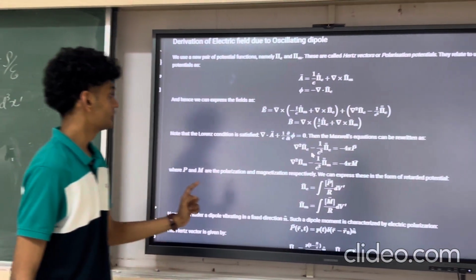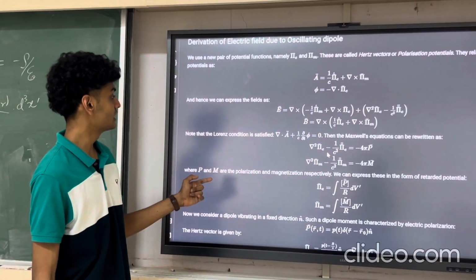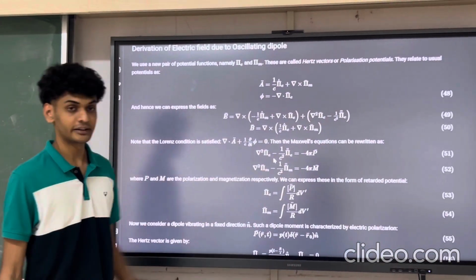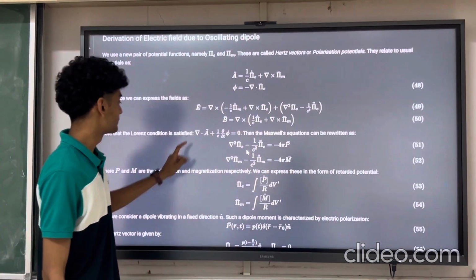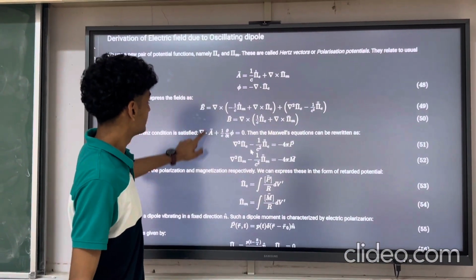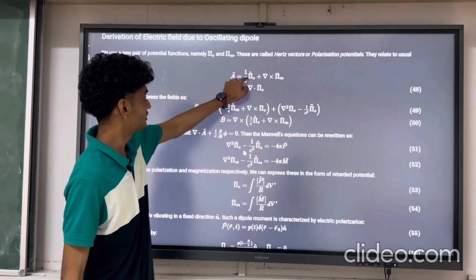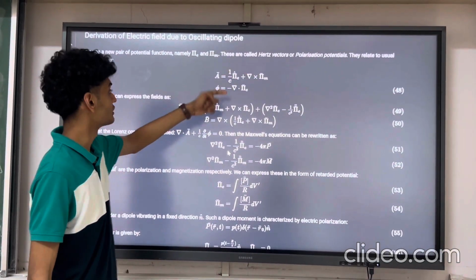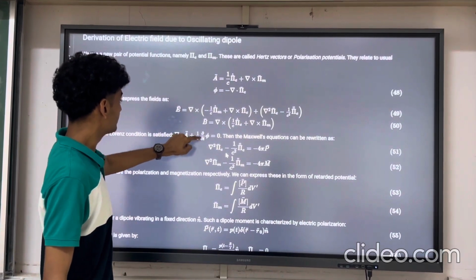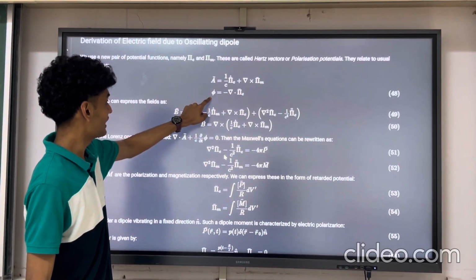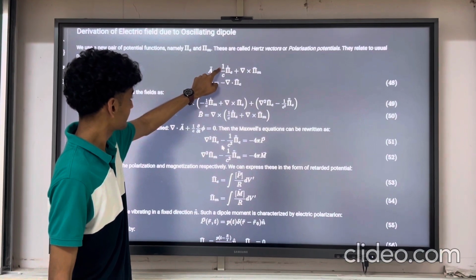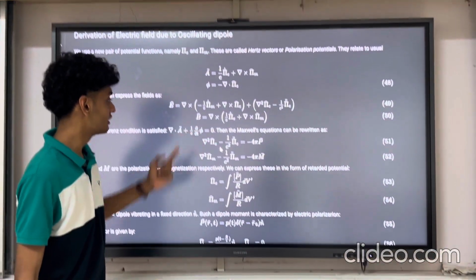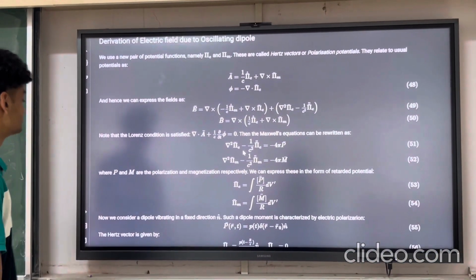And it's easy to see that the Lorentz condition is satisfied in this case. So the del dot A is the del dot of this term plus del dot of this term, which is 0, since the divergence of a curl is 0. And the del by del t of phi is just the negative of this. So these terms cancel out and the Lorentz condition is satisfied.